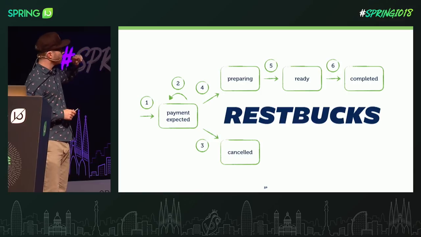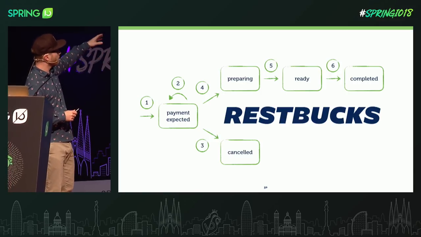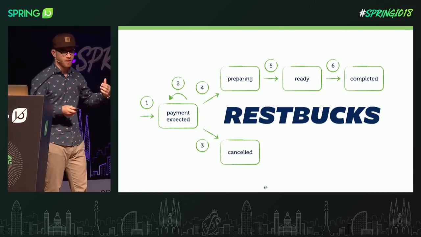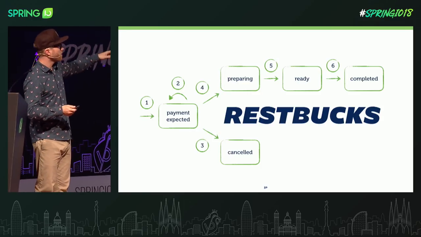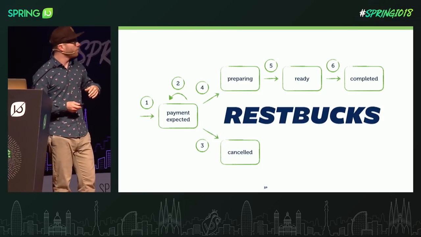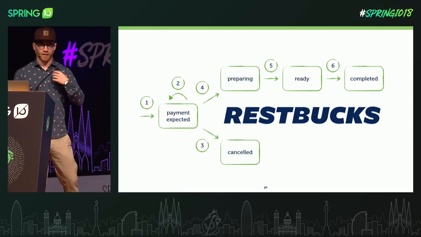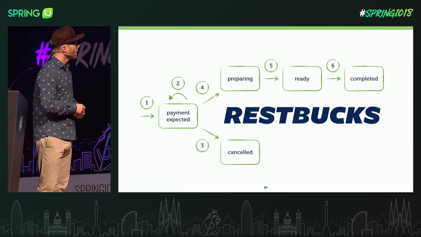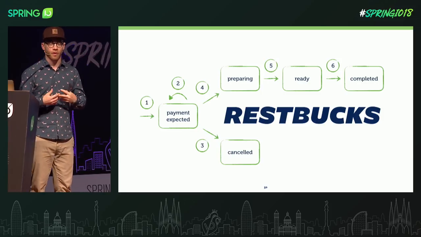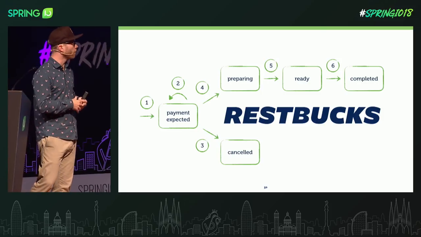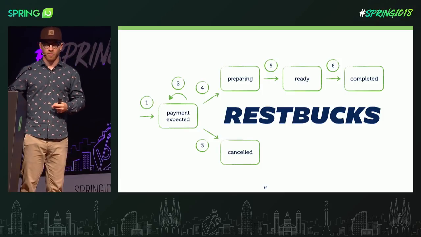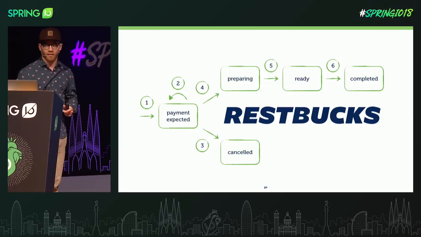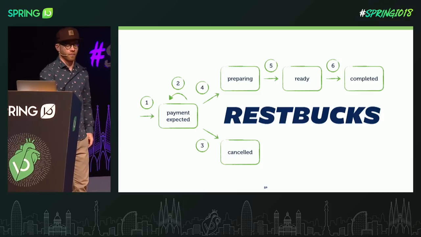The order can just be placed. First state transition, it can be updated. Second state transition, it can be canceled or can be prepared. That's actually the fourth state transition, like issuing a payment, or that's at least how I chose to implement it later on. And then there's some backend process going on preparing the order, and at some point it becomes done, and then it has to be taken, and then that's sort of it, right?